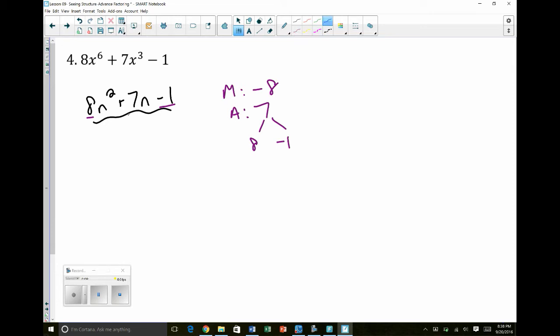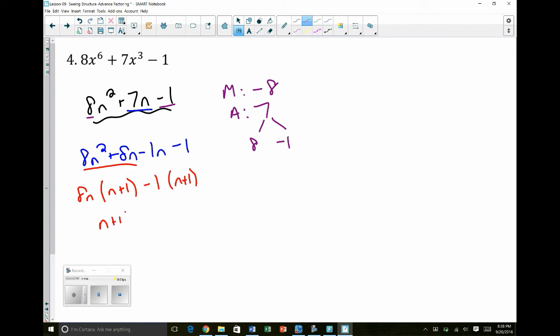Great. So now I'm going to split that middle term apart. 8n squared plus 8n minus 1n minus 1. Group your terms. Well, I can take out an 8n from there, and I get n plus 1. So I want to end up with an n plus 1 over here. What do I need to factor out? Because I currently have a negative 1n minus 1. I'm going to factor out a negative 1. I'm going to factor out an n plus 1, because that's the common term, times 8n minus 1.